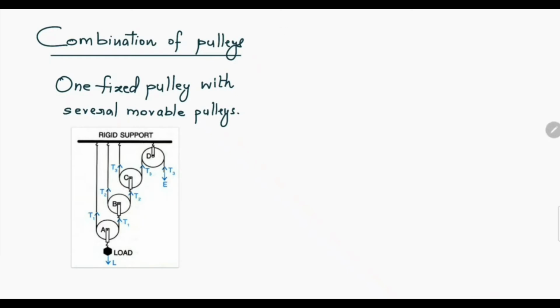In the case of an ideal machine, as I told you, what is the formula? MA is equal to VR, which is 2 raised to n, where n stands for the number of movable pulleys. In this case, the number of movable pulleys is 3. So the mechanical advantage is 8, VR is equal to 8, and efficiency will be 100%.